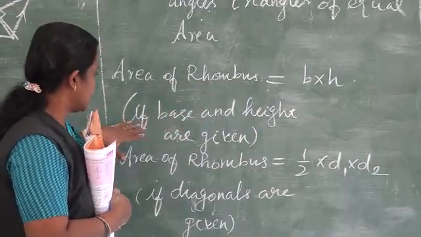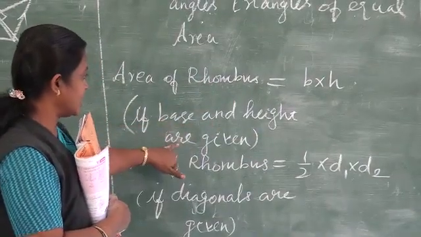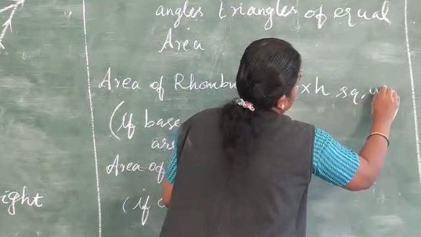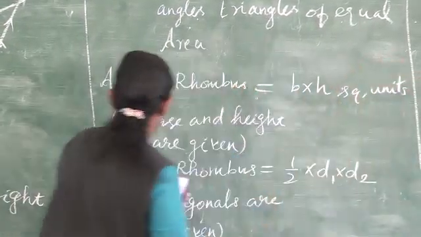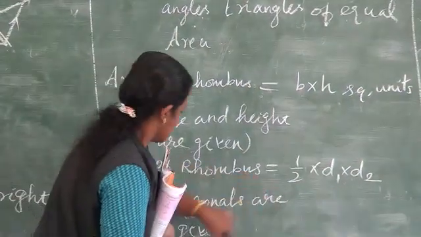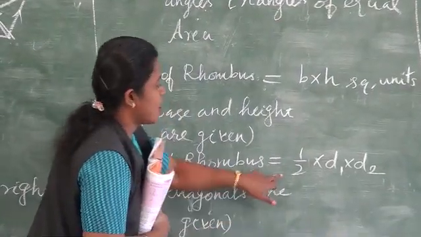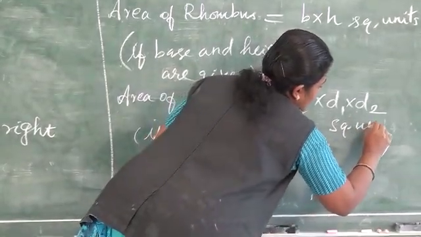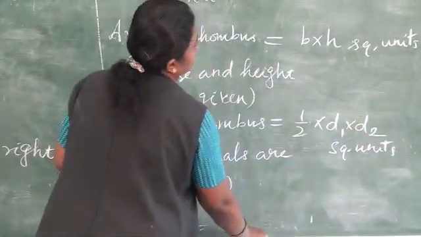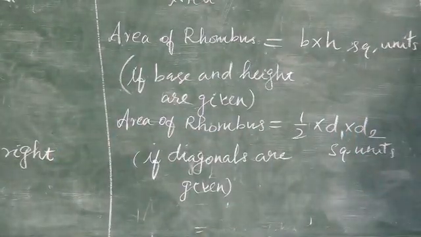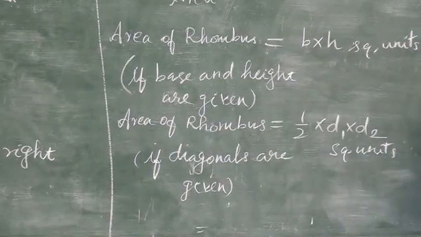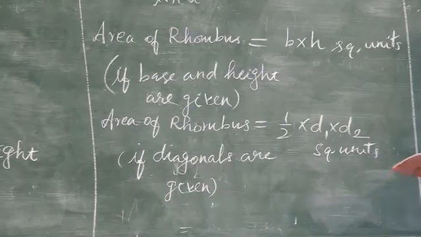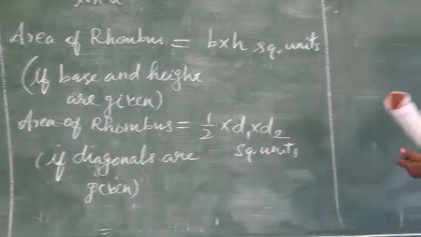Area of a rhombus, if base and height are given, B into H square units. And area of a rhombus, if diagonals are given, half into D1 into D2 square units. Come to our exercise problem 2.2.